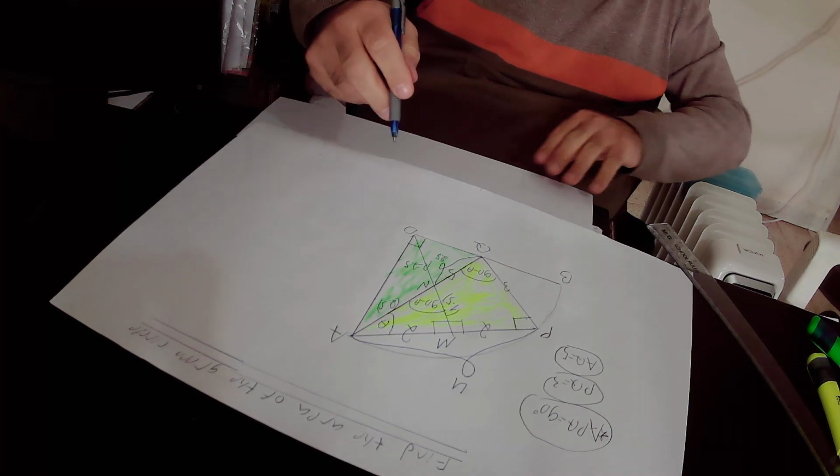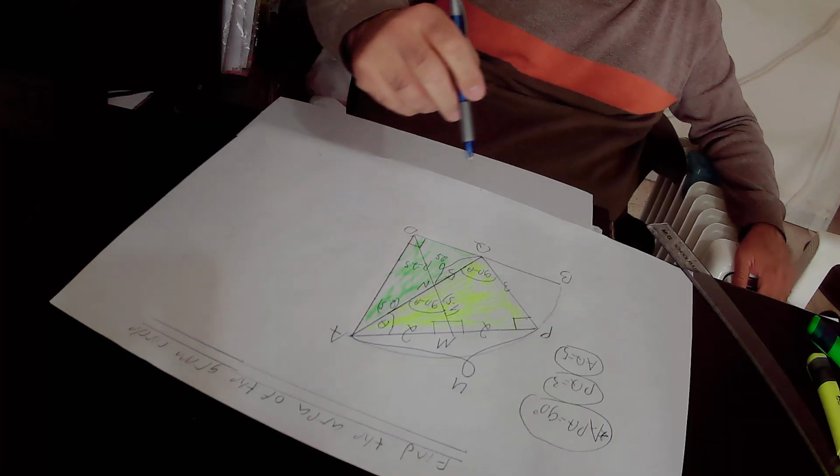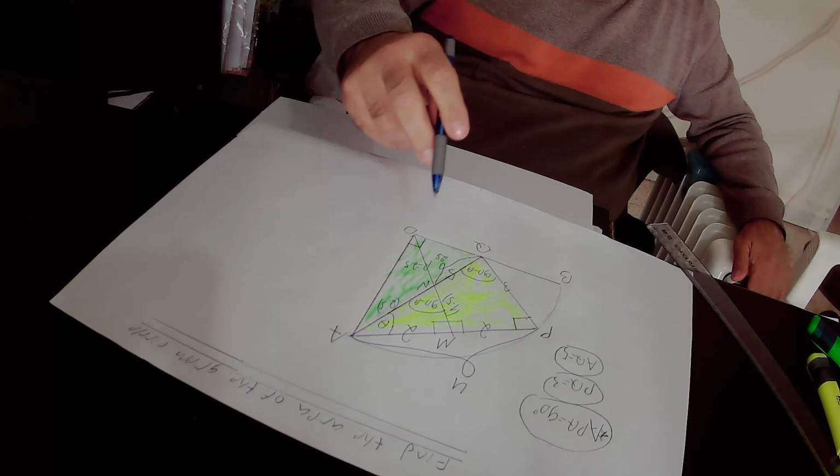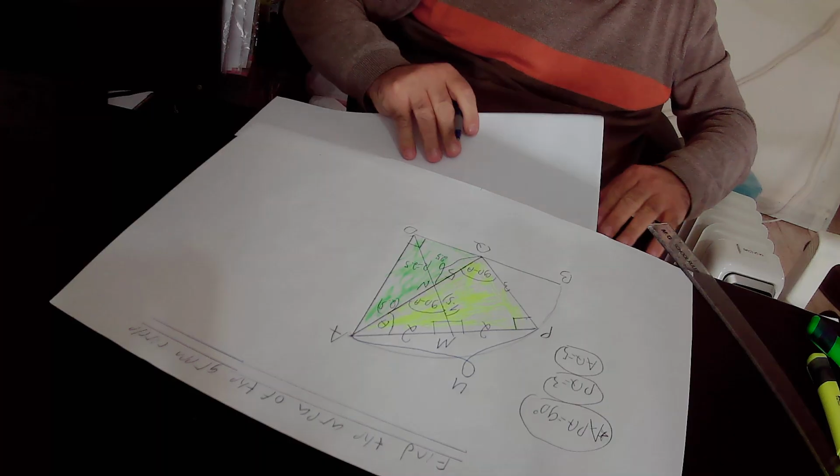In the next step, I will copy the right triangle AMO in the new page, and we will implement on this right triangle AMO the Pythagoras theorem.